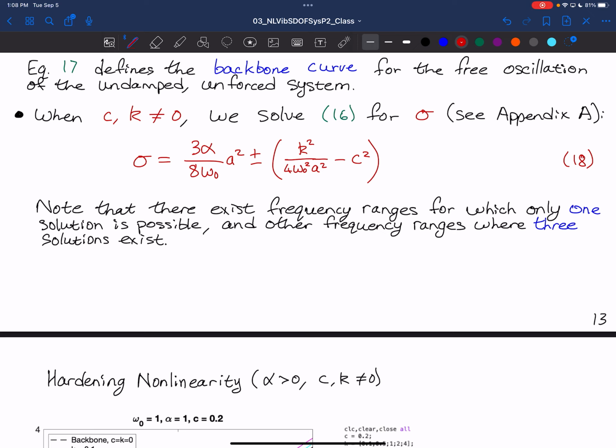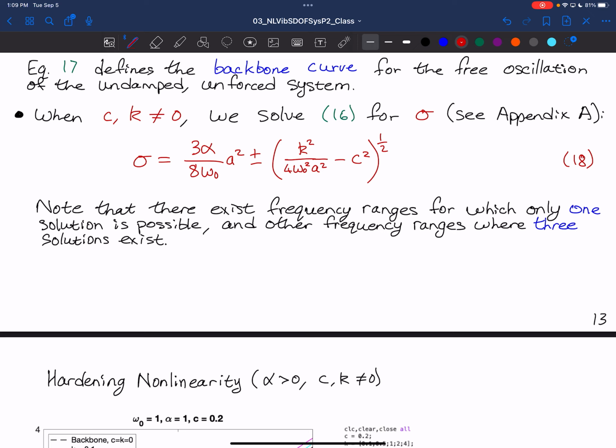Is that raised to the 1/2? Is it in the appendix? Yes. Make that correction.